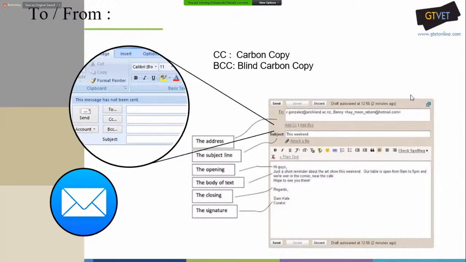Now there is also an option called blind carbon copy. Now what is blind carbon copy?